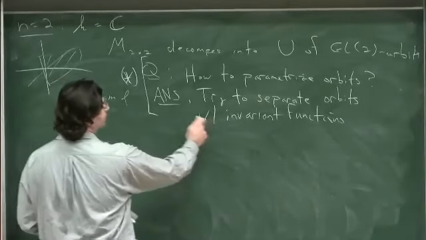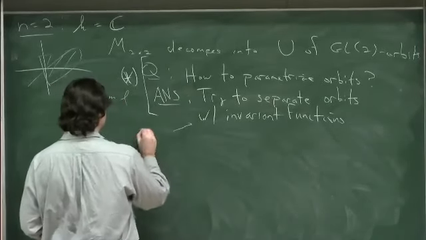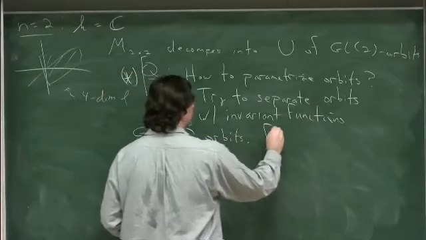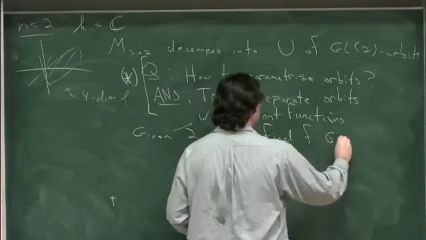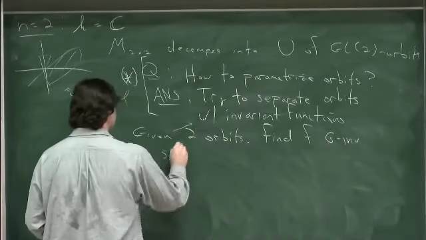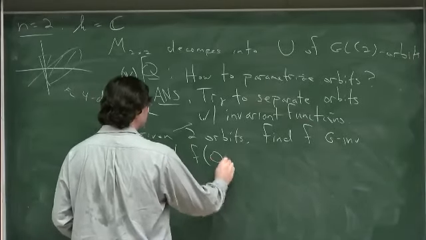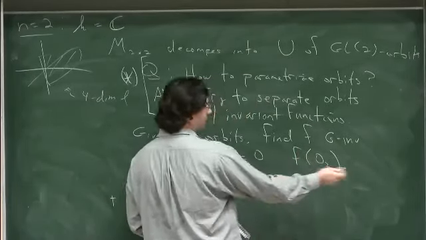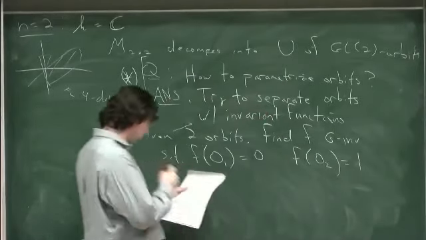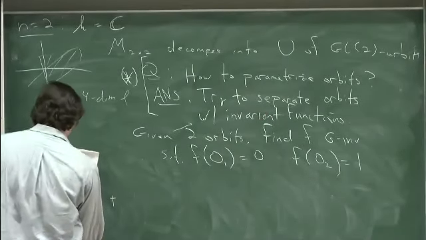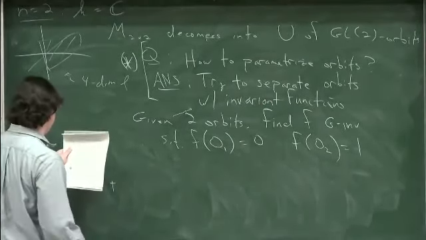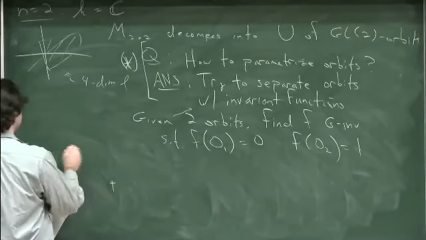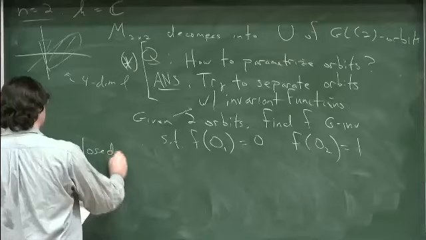So what do you mean by separating orbits with invariant functions? Well, given two orbits, you want to find some G-invariant F such that F of orbit 1 is 0 and F of orbit 2, you can always rescale things, is not 0, so say it's 1. All right. And so what you quickly discover, thinking in these terms with invariant functions, is that closed orbits are key.